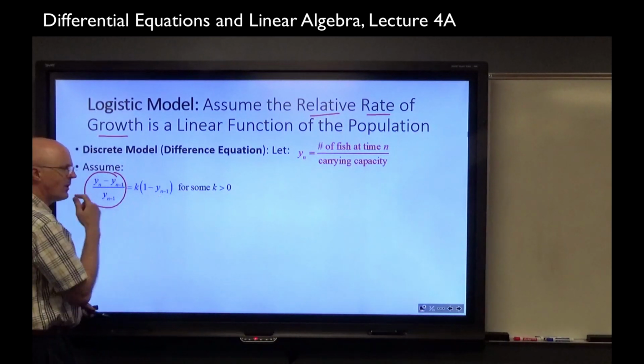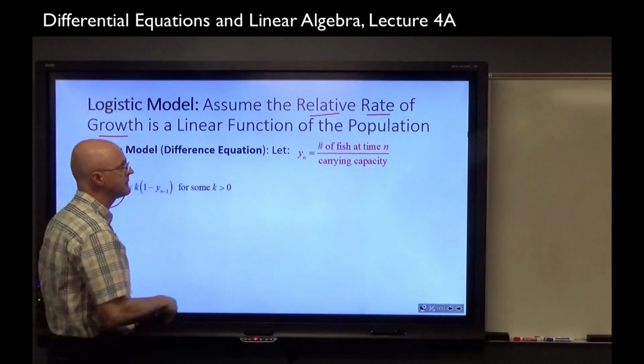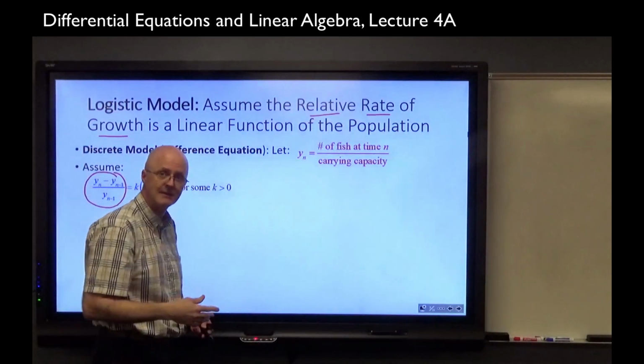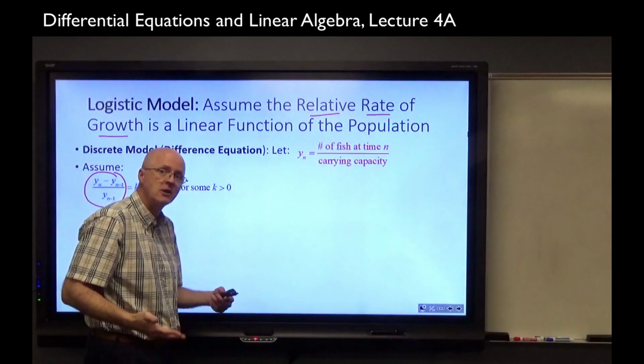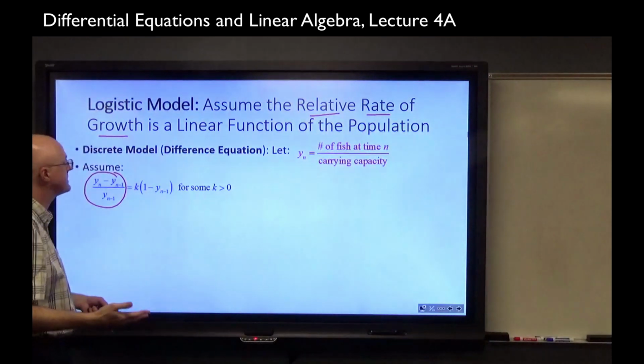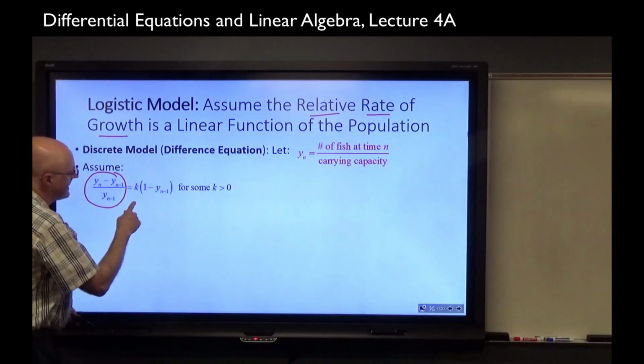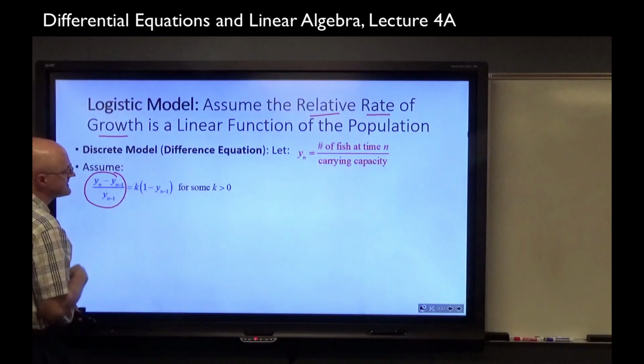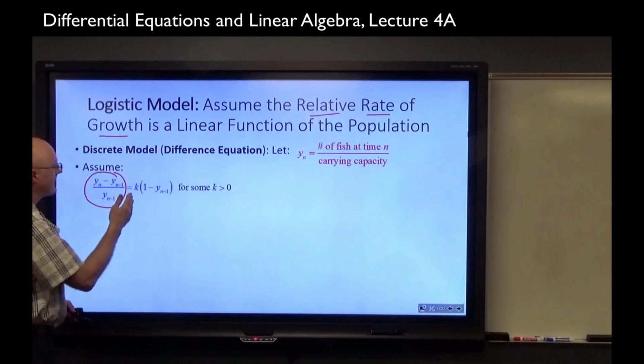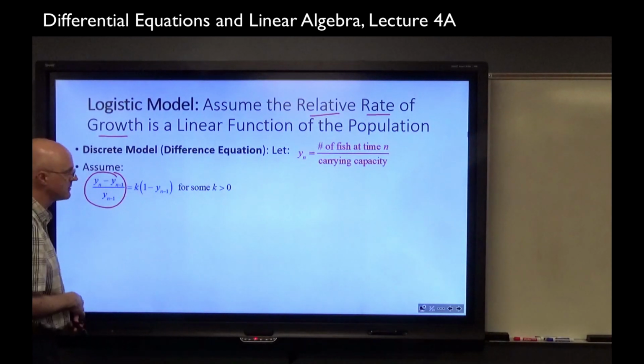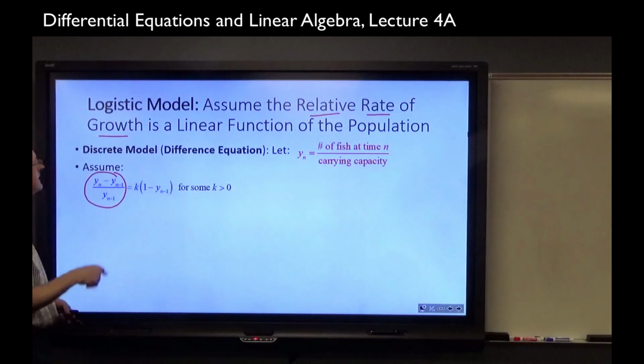When yn minus 1 is above 1, so that the population is large above the carrying capacity, probably more fish are going to die than are going to be born. The population is probably going to decline. And in fact, that does fit the model here. 1 minus something bigger than 1 would be negative. K times a negative number would still be negative because I'm assuming K is positive. The relative rate of growth would be negative in that case.